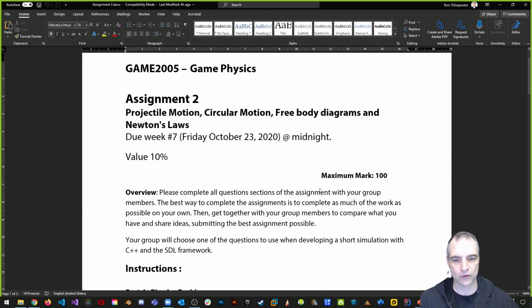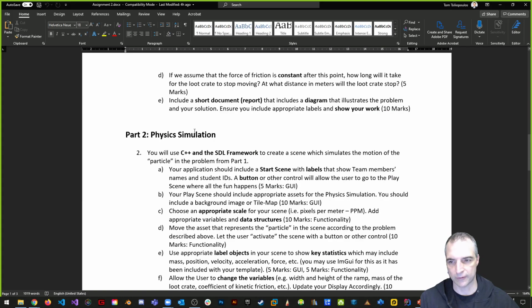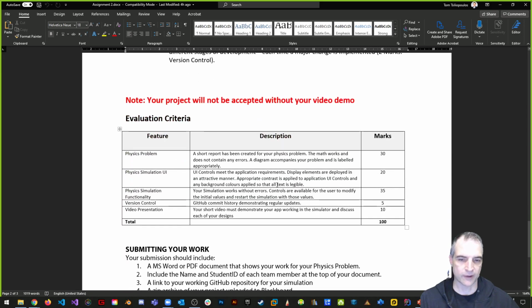All right, it's out of 100 points, just like the first assignment, and you will be doing 2 parts: the physics problem as well as the physics simulation portion. Notice the rubric at the bottom, or a division, if you will, of marks. 30% of your marks are for your physics problem, like you working it out on paper. 20% of your marks is the actual user interface for your physics simulation. This applies for your assignment number 1 as well, by the way, the same mark breakdown. And 35% for your actual functionality.